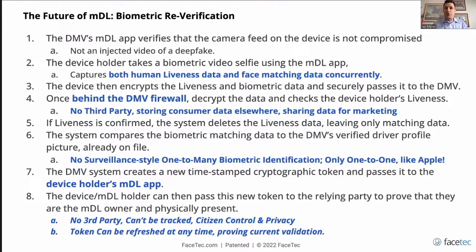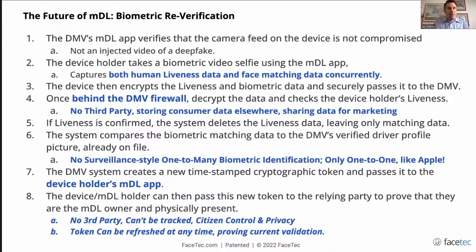If liveness is confirmed, the system deletes the liveness data, and that leaves only biometric matching data, right? And at that point, the system can compare the biometric matching data to the DMV's verified driver profile picture, which they already have on file, right? They're not creating anything new, really. They're just putting biometrics in the same folder with other biometrics, if you want to think of it that way.